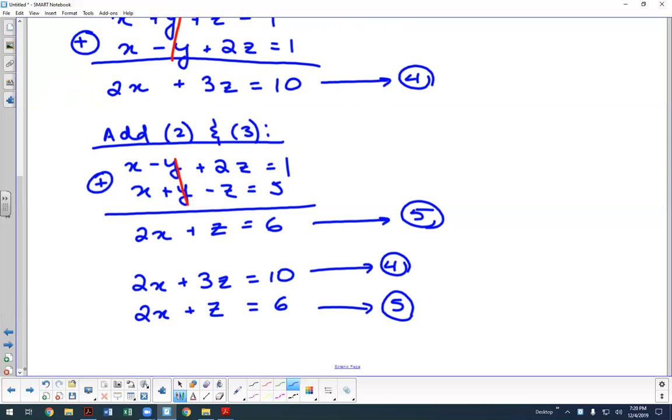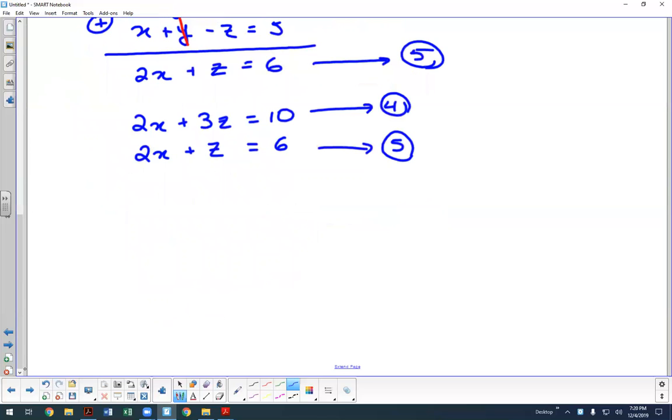Which variable do you think will be easy to eliminate at this point? The 2x, yeah, or x again. So what should we do? Multiply by -1. Yeah, remember you have to have opposite signs for your variables to cancel out. So 2x will cancel out. Again, doesn't matter which one, but I'm going to take my second equation and multiply it by -1. So keeping the first equation the same.